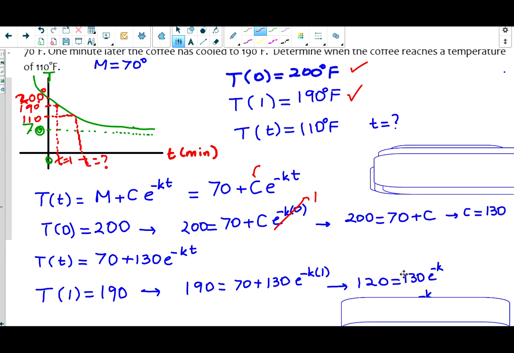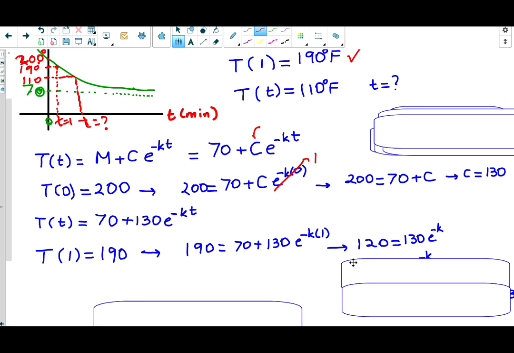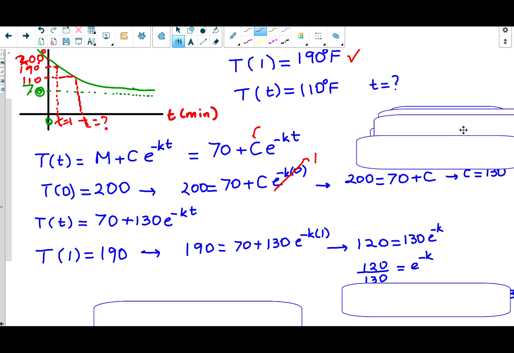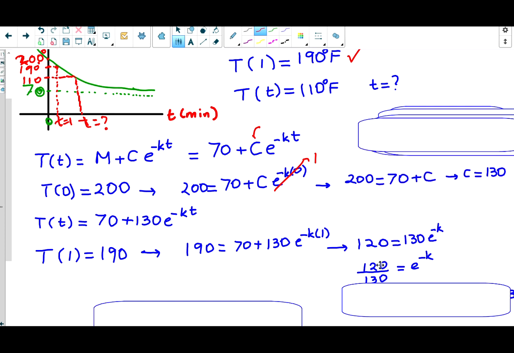And now to solve for k, first divide by 130. So you're going to have, and you can also divide by 10 after that, top and bottom. So you have 12 over 13 equals e to the negative k. So again, if you like, just get rid of those zeros to make the numbers a little bit smaller, and then apply natural log to both sides, right? And solve for k. So apply ln to both sides.